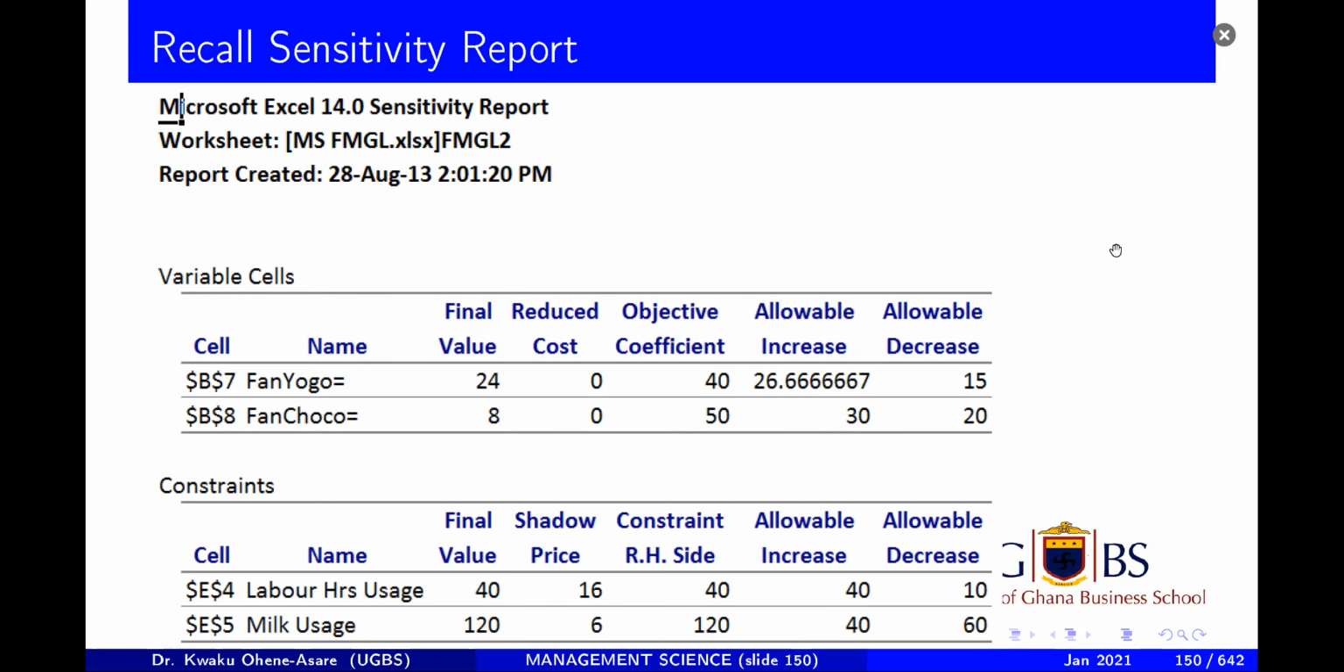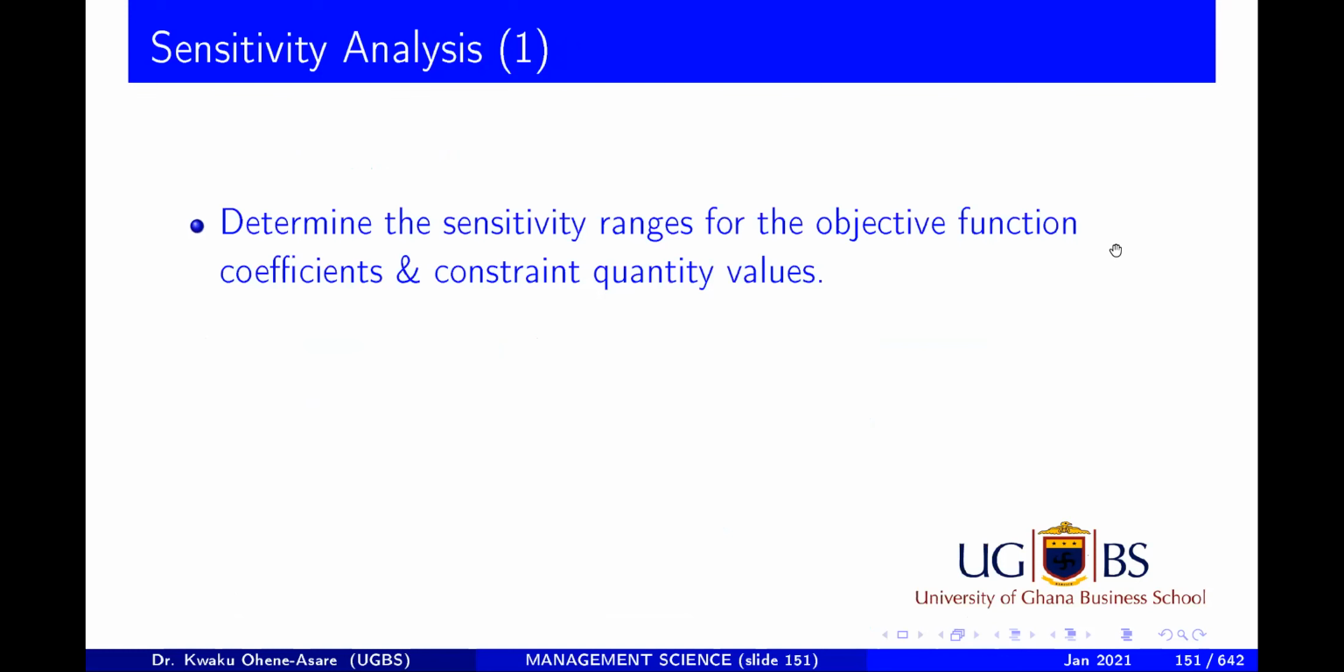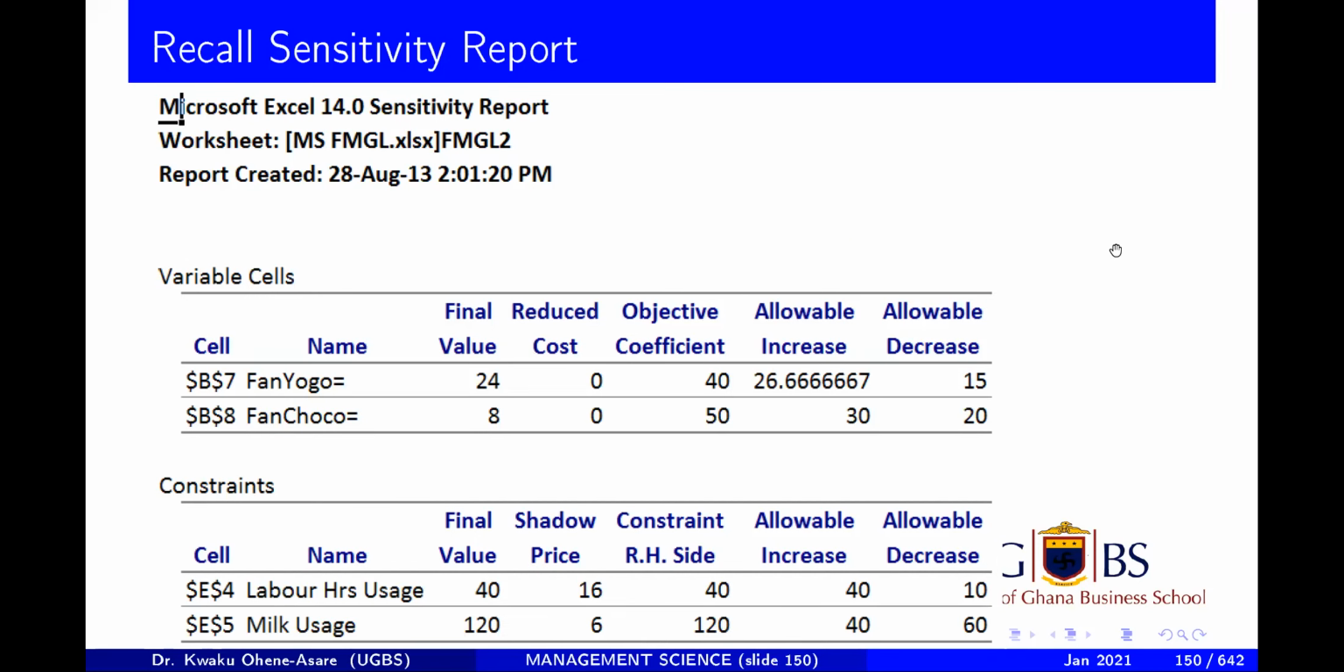Now let me trick you again. I'll trick you again. But for now, let's see. Somebody says, how did Excel determine the shadow price? Oh, come on. There are so many things that are happening.